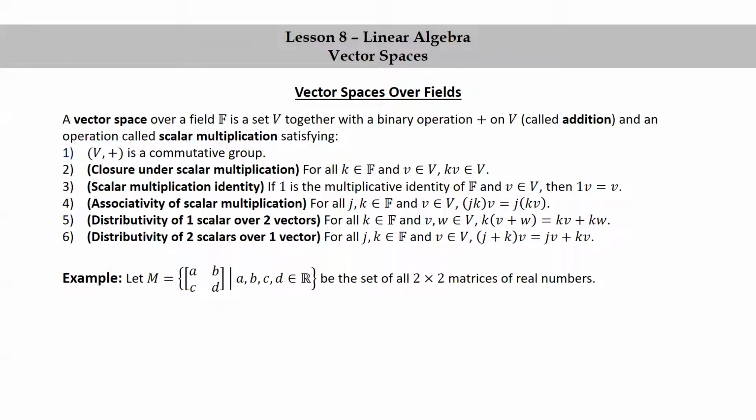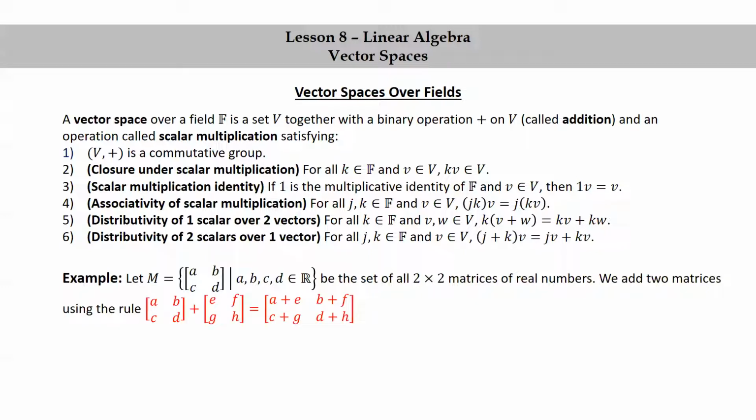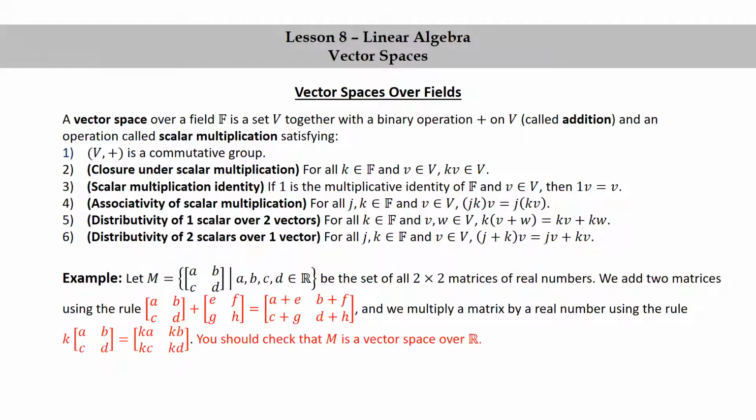Let's look at another example. Let M be the set of arrays ((a, b), (c, d)) such that a, b, c, and d are in R, the set of all 2 by 2 matrices of real numbers. We add two matrices using the rule ((a, b), (c, d)) plus ((e, f), (g, h)) equals ((a plus e, b plus f), (c plus g, d plus h)). And we multiply a matrix by a real number using the rule k times ((a, b), (c, d)) equals ((ka, kb), (kc, kd)). You should check that M is a vector space over R.